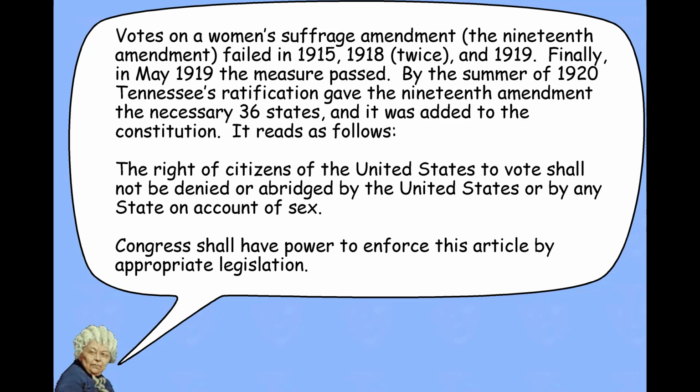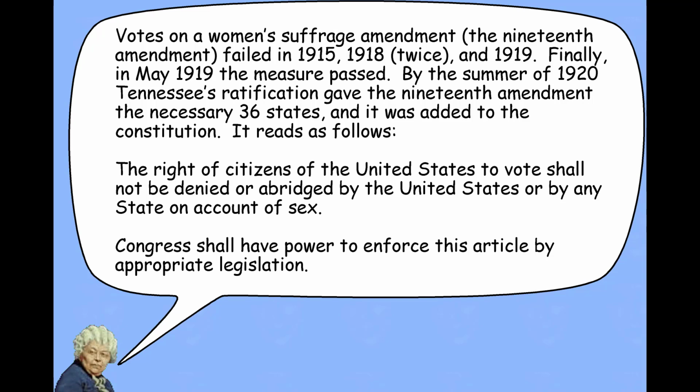Votes on a women's suffrage amendment, which would eventually be the 19th Amendment, failed in 1915, twice in 1918, and in 1919. By talking about votes and their failure, I mean that in order for an amendment to be ratified by the states, it first has to pass both houses by a two-thirds majority. And so the women's suffrage amendment failed to pass in 1915, 1918 twice, and 1919.